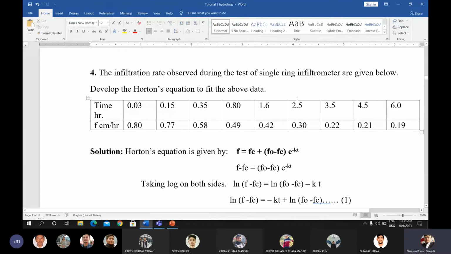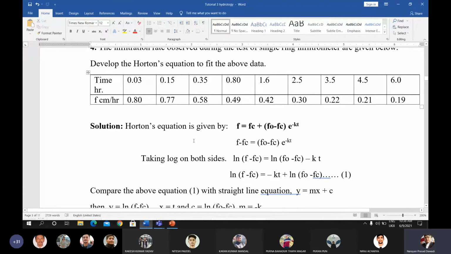We have already discussed the infiltrometers, and this is the experimental method. From the experimental method, the added rate of water for the respective time duration is considered. That's why from this data there are 9 data points available with respect to different values of the infiltration rate F in centimeter per hour. Now Horton's equation. We know Horton's equation is given by F is equal to Fc plus (F naught minus Fc) e power minus kt. This is Horton's equation.